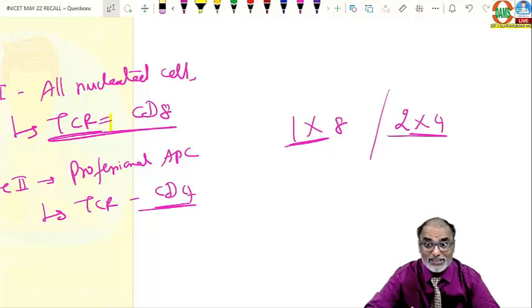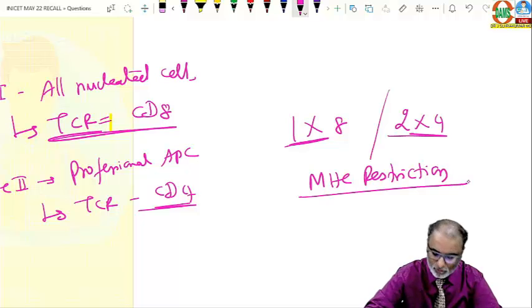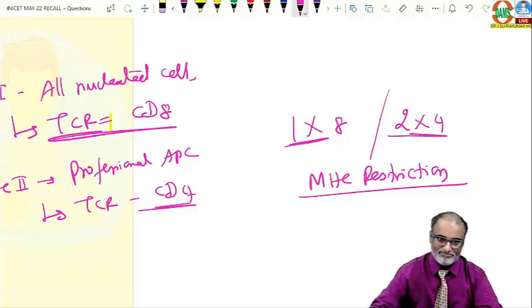There is no cross presentation. That is called MHC restriction.